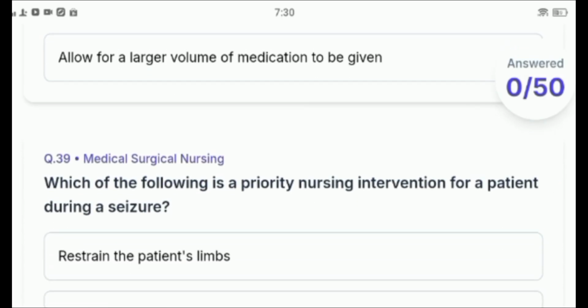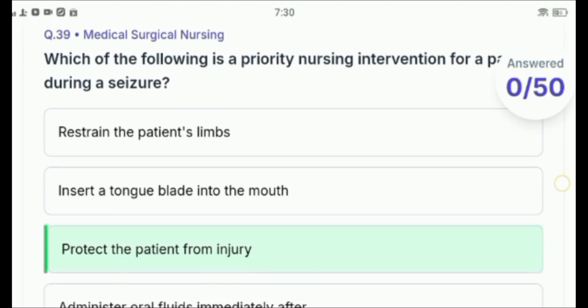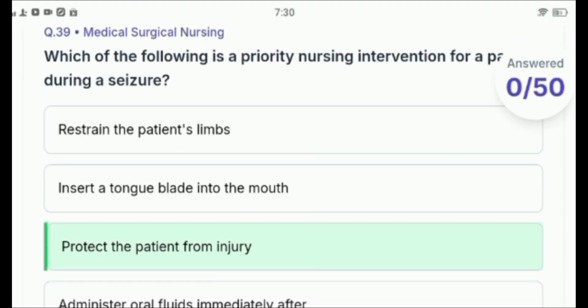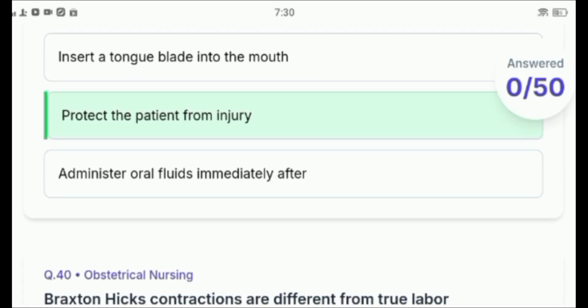39. Medical surgical nursing. Which of the following is a priority nursing intervention for a patient during a seizure? A. Restrain the patient's limbs, B. Insert a tongue blade into the mouth, C. Protect the patient from injury, and D. Administer oral fluids immediately after. So the correct answer is C.